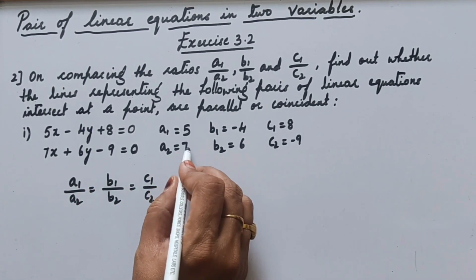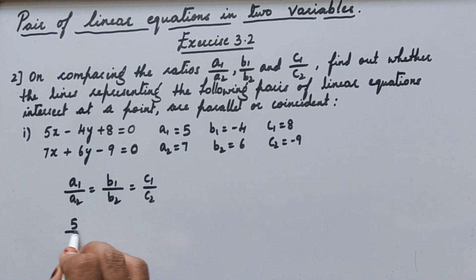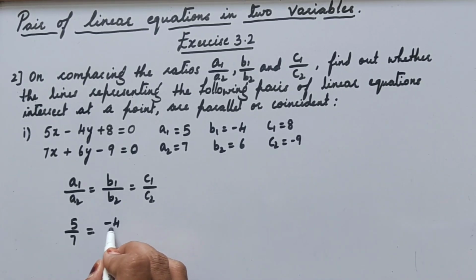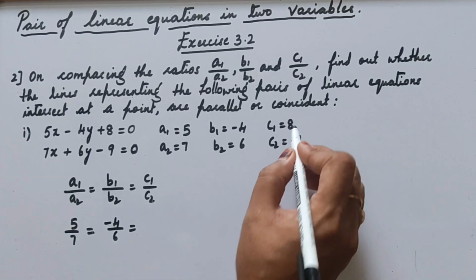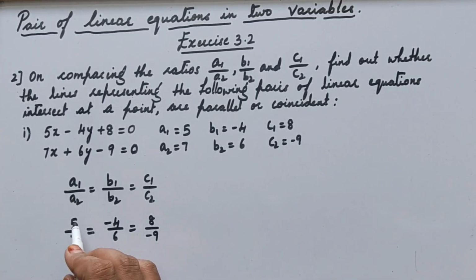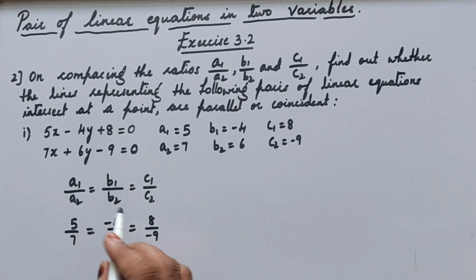Now A1 upon A2, that is 5 upon 7, -4 upon 6, 8 upon -9. Okay, so can we cancel this? Not possible. Okay, this will go in 2 table. 2 2s are, 2 3s are. Okay, this will not get cancelled.